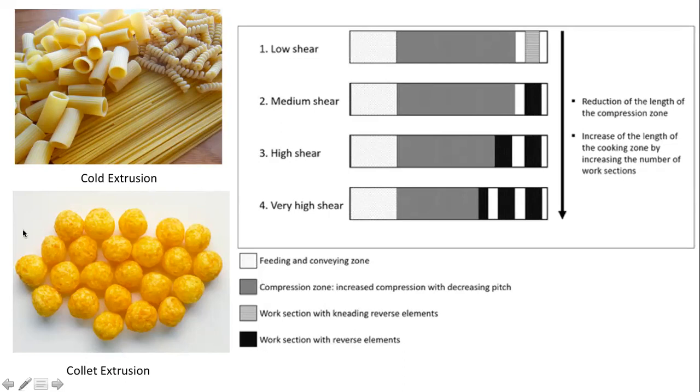But with collet extruders, you have seen bites and snacks, right? Those we eat directly. We can buy it and eat. Take it and eat, right? Ready to eat products. And its texture.